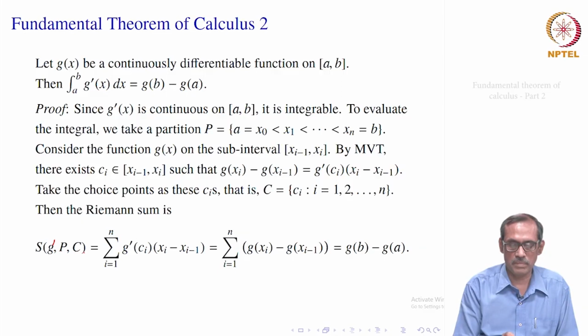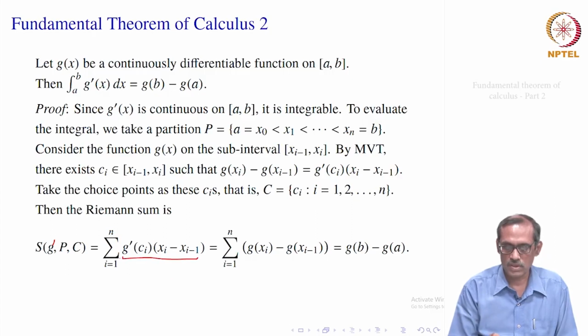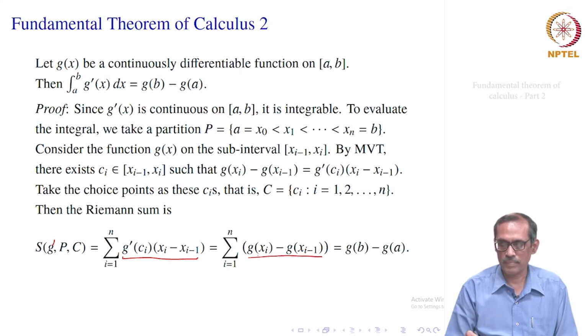So S of g prime, P, C equal to summation g prime of c_i times (x_i minus x_{i-1}). But due to our mean value theorem, this summand is equal to g of x_i minus g of x_{i-1}. Now this is a telescopic sum. So the term at i equal to 1 will stay here, and at the end g of x_n will stay. So g of x_n is g(b) and g of x_1 is g(a). So you get g(b) minus g(a).